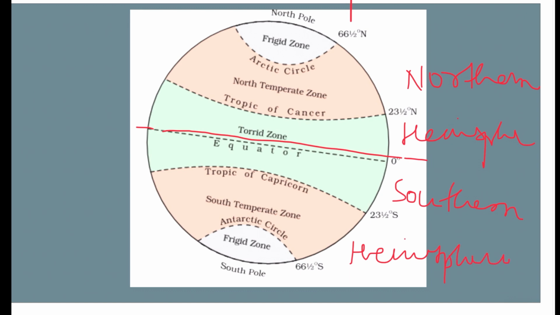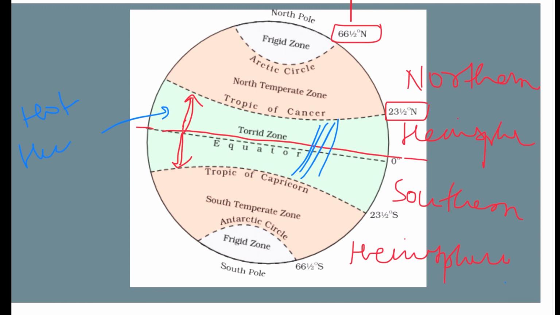Some important latitudes, like 23.5 degree north and 66.5 degree north, divide the Earth into three parts. From the equator up to 23.5 degree north, and towards the south 23.5 degree south, so between 23.5 degree south and 23.5 degree north, this zone is called the torrid zone. Here the heat will be very high, right? So it is a hot and humid zone.